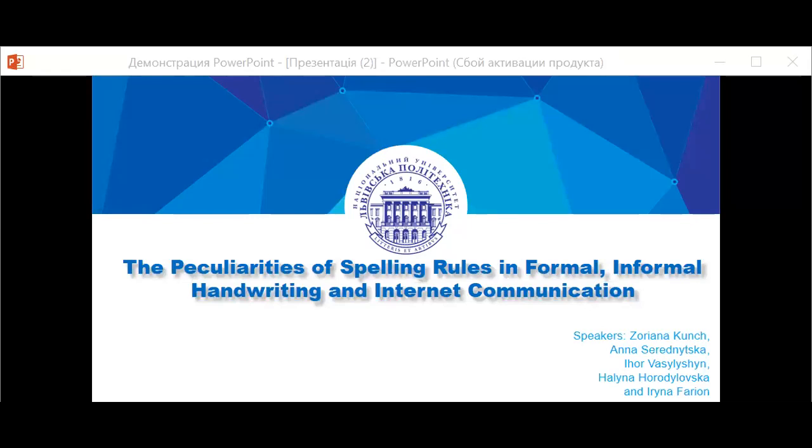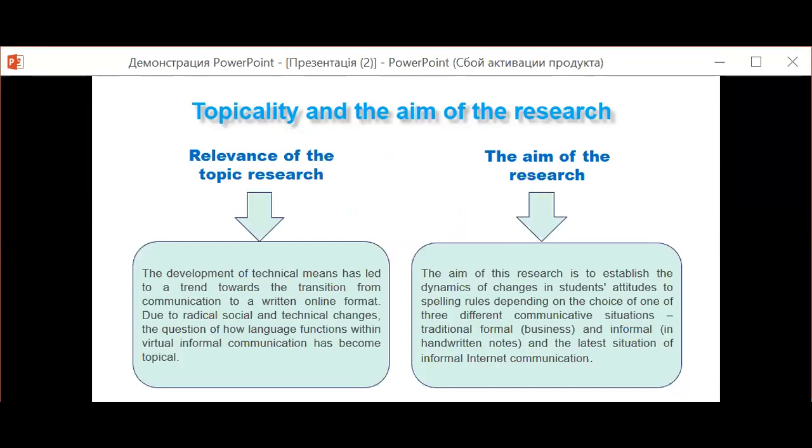Slide 1. Our research question is the peculiarities of spelling rules in formal, informal, handwriting, and internet communication. Slide 2. On this slide, you can see the topic and the aim of research.